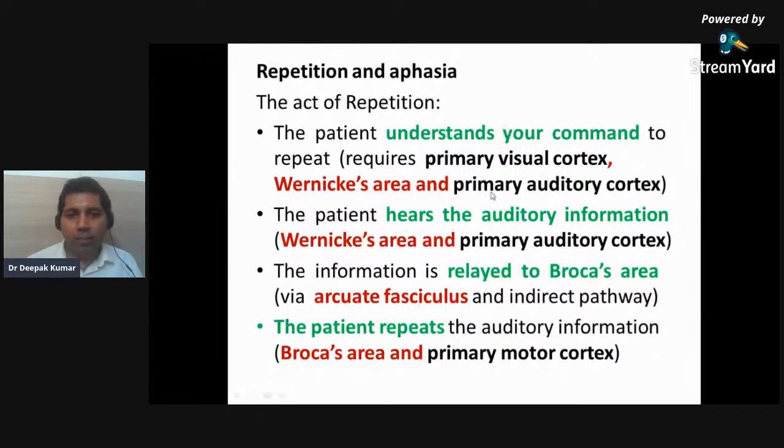Next is, I've colored a little bit these two black and this is red. I will tell you why. Next is the patient hears the auditory information. So after the command was understood, then you will hear the auditory information.